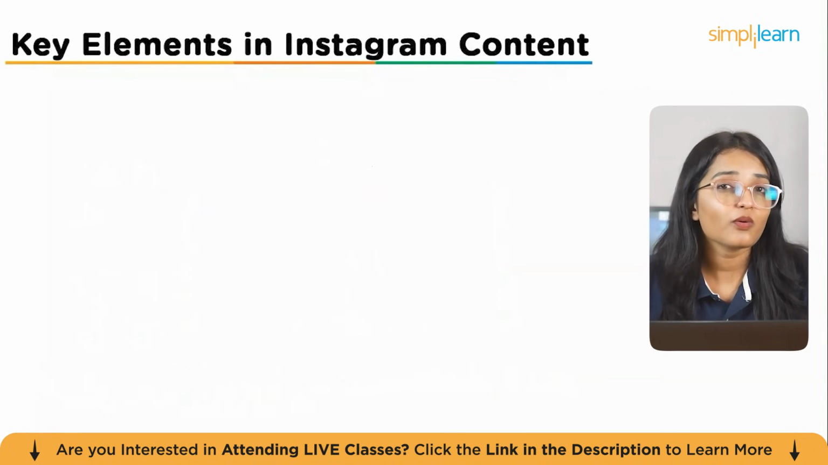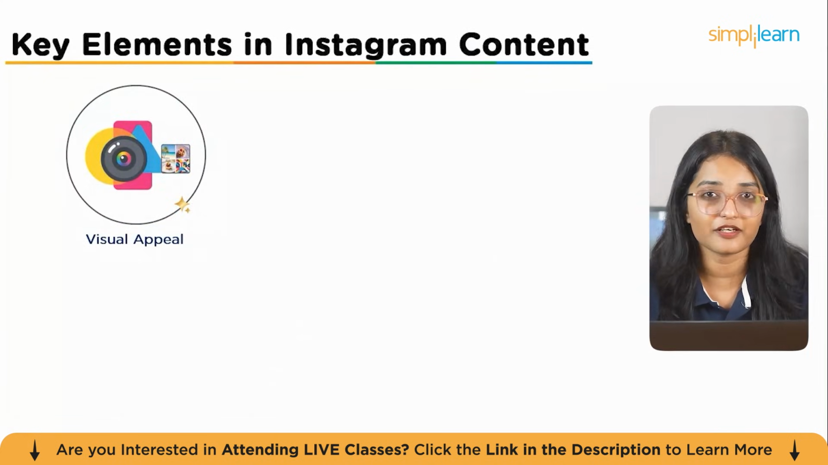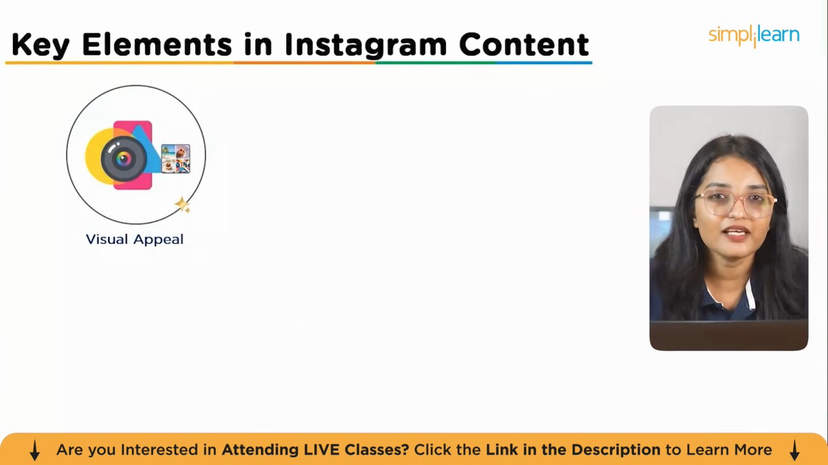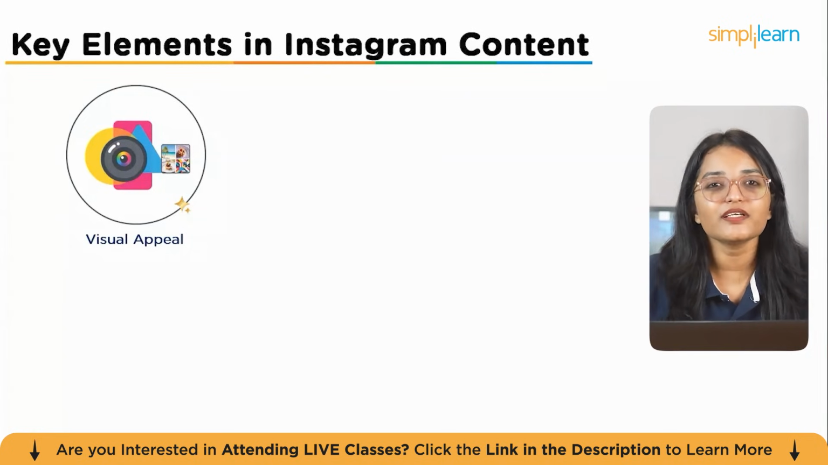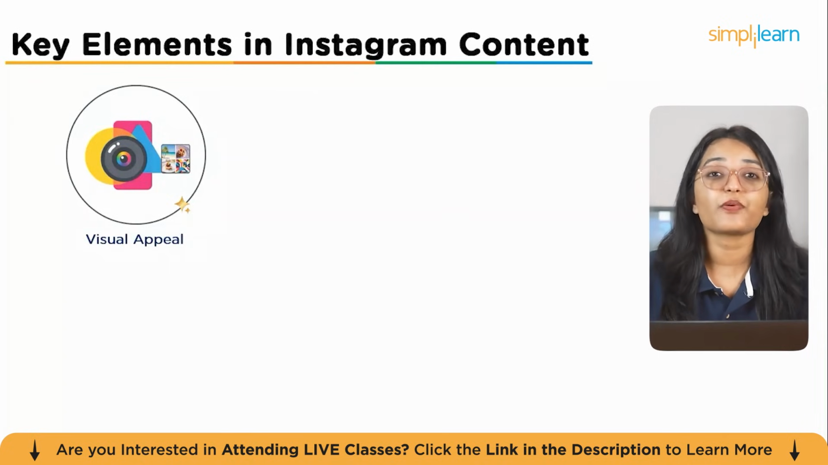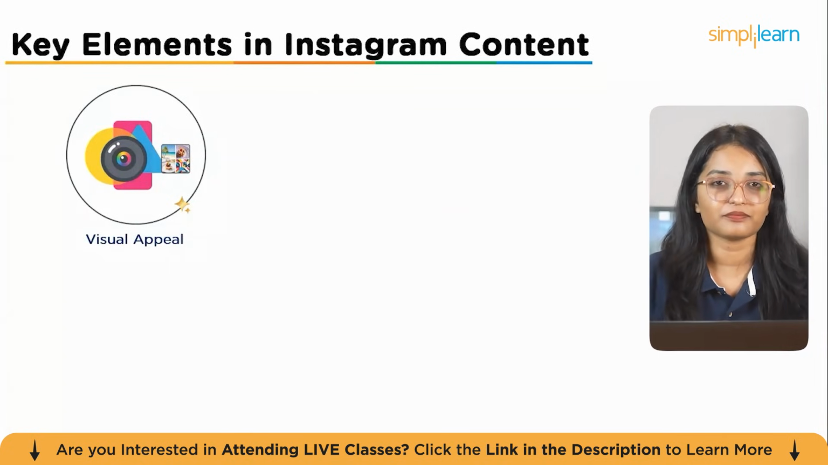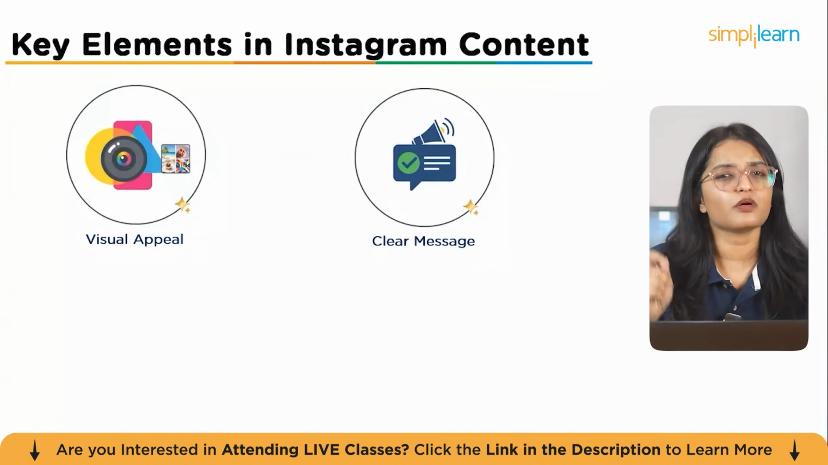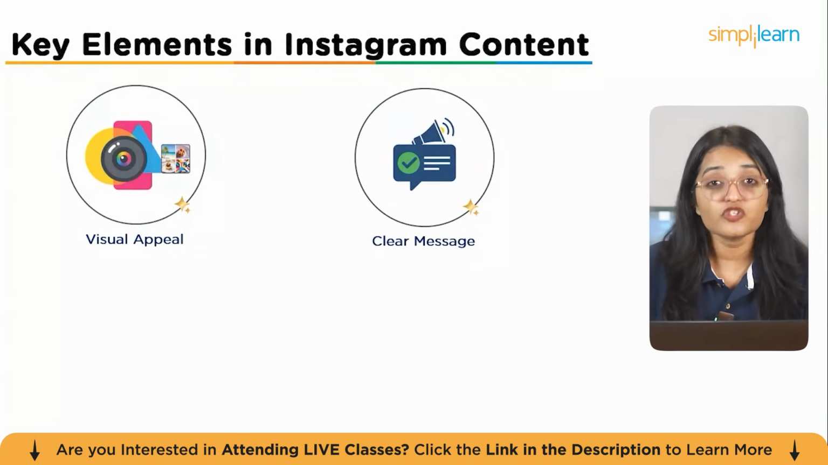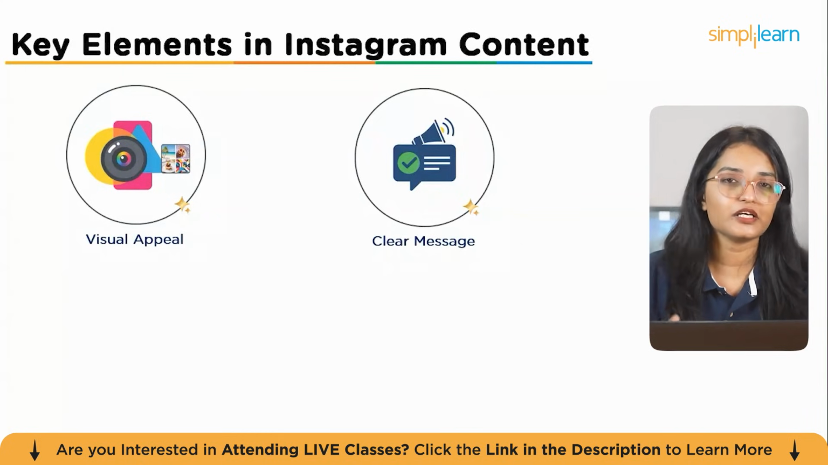So now that we know the types of content, let's talk about what makes content effective. There are a few key elements you should always focus on. First is visual appeal. This is Instagram, so your content needs to be eye-catching. Use bright colors, great photos, or beautiful designs to grab attention. Clear message. Your content should always have a purpose. Whether it's selling a product, sharing a tip, or just having fun, make sure your message is clear.